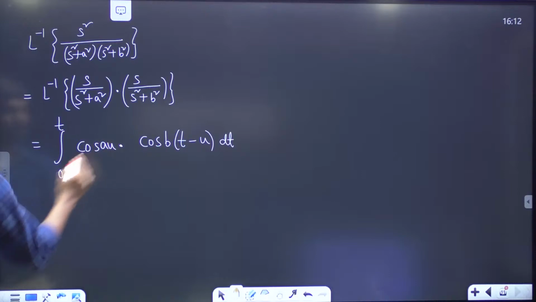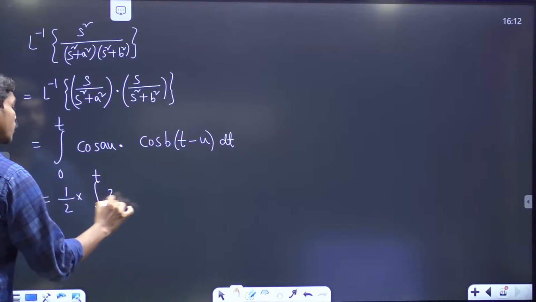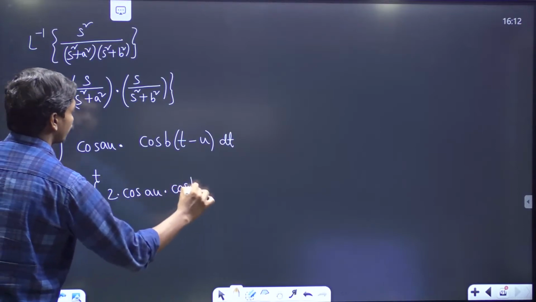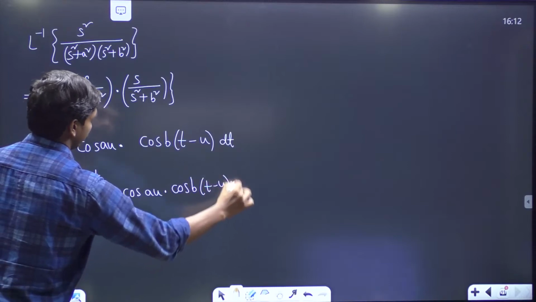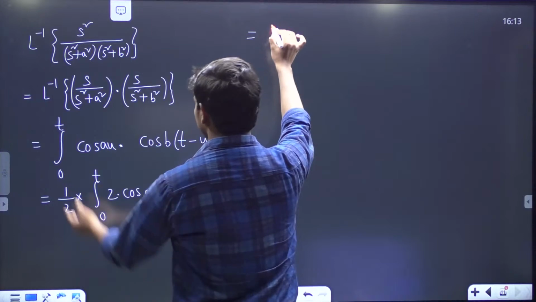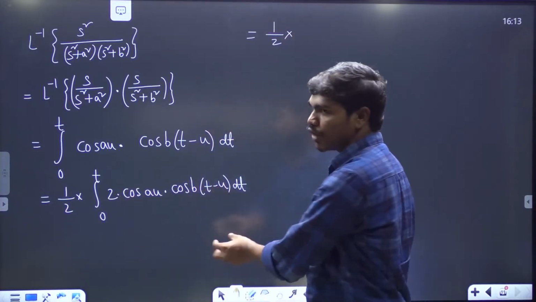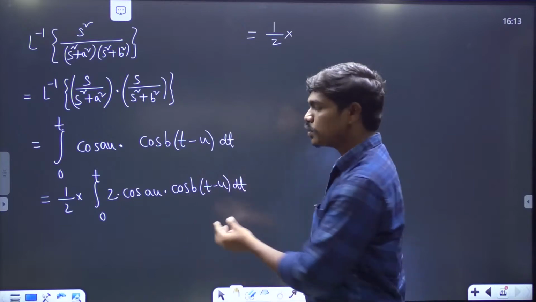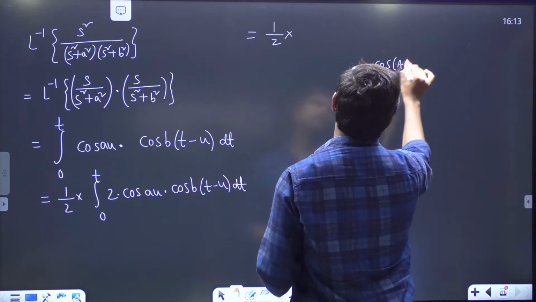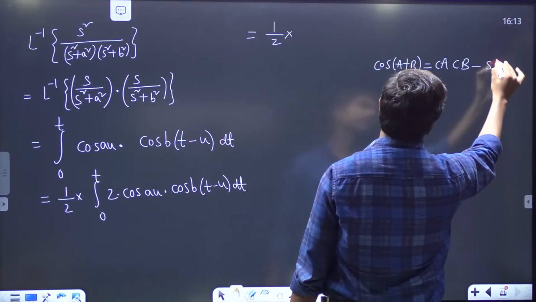Now you have a product of two functions, so we can write this as 1 by 2 into integral 0 to t of 2 cos au into cos b of t minus u du. Correct? This is what you have. So now this is equal to 1 by 2 into, see, this is 2 cos a cos b format. Correct? 2 cos a cos b can always be written using cos of a plus b, which is equal to cos a cos b minus sin a sin b.